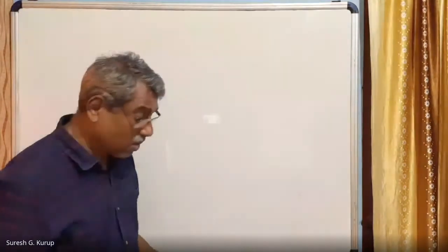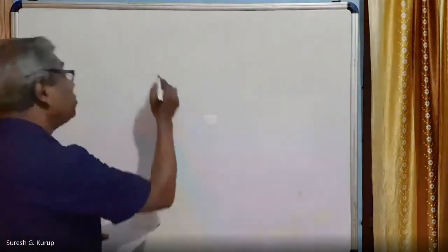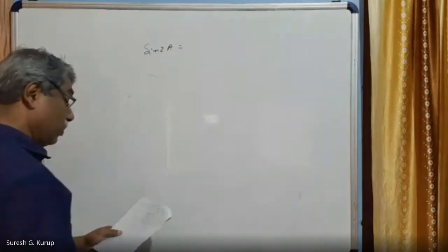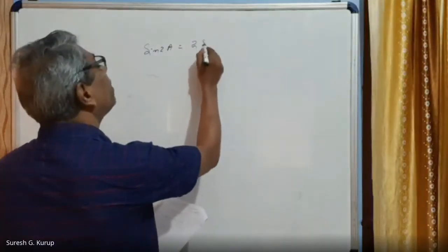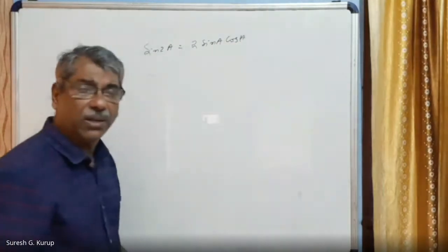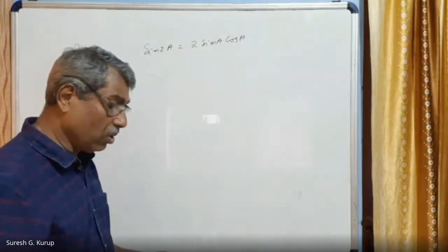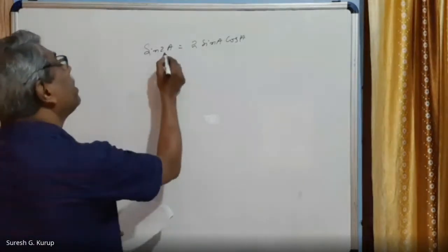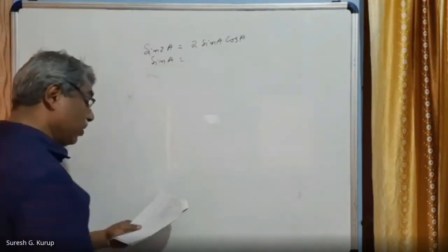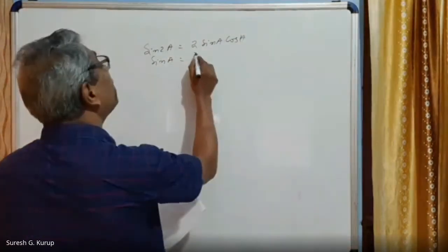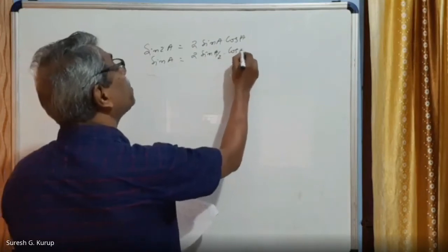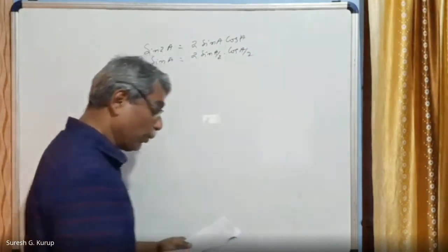For example, one thing is sine 2a. Sine 2a is equal to 2 sine a cosine a. Instead of a we can use theta also. And in the same way, in place of 2a, if I write sine a only, then that is equal to 2 sine a by 2 into cos a by 2. This is also one rule.